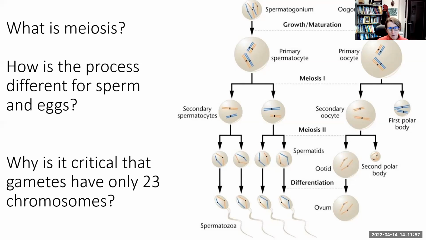So let's focus on this one. How is the process different for sperm and eggs? Well, one thing you might be noticing on this chart right now, I'll give you a moment to look at it if you haven't yet, is we start with one spermatogonium and one oogonium. Okay, that's exciting. But notice at the bottom, I have 4 spermatozoa, or 4 sperm, that are functional, each one of which could fertilize an egg one of these days.